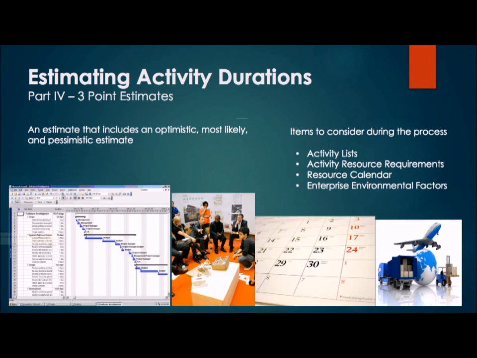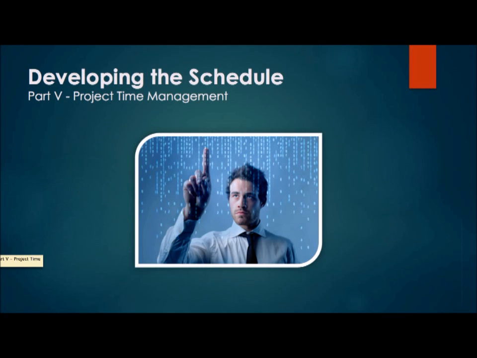3-point estimates, an estimate that includes an optimistic, most likely, and pessimistic estimate. Items considered during this process are activity lists, activity resource requirements, resource calendar, and enterprise environmental factors. Now we are in part 5 of project time management, which is developing the schedule.